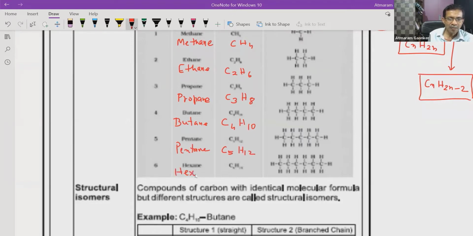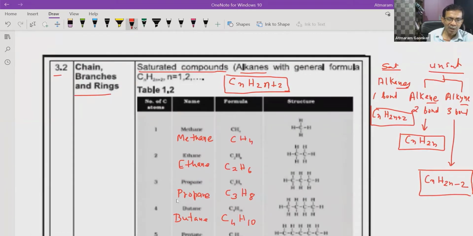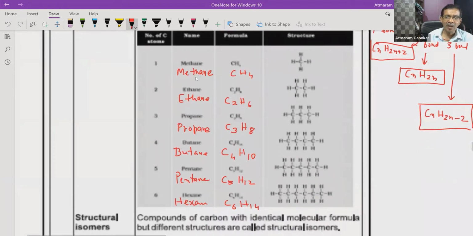Similarly, hexane is C6, 6 into 2 is 12 plus 2 will be 14. So this will be H14. And now you should be able to write the formula from the name, or from the formula you should be able to understand the name. And similarly, you can write the formula for alkene and alkyne. Let me take these names in case it is a double bond. This will be methene, ethene, propene, butene, pentene, and hexene.